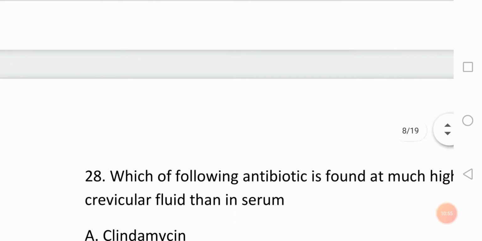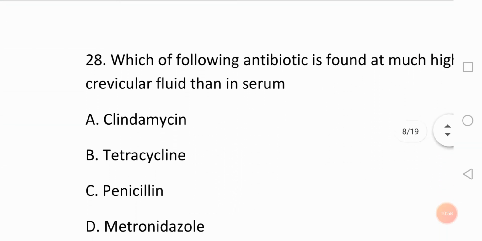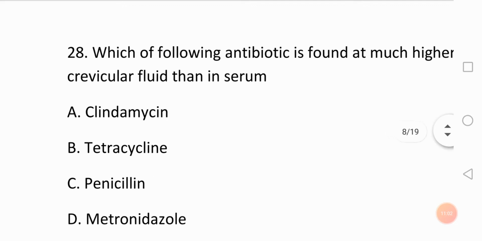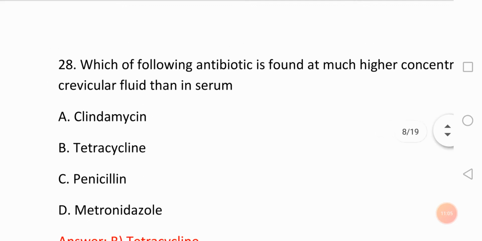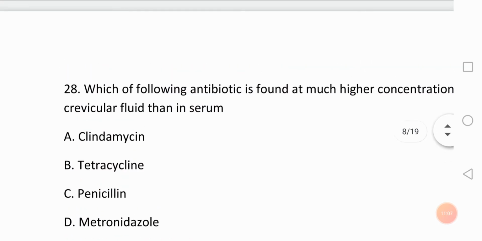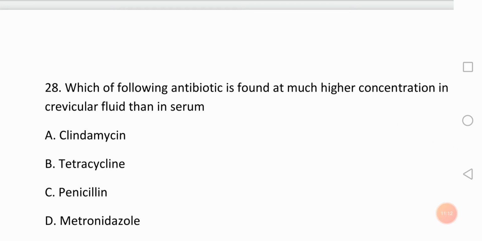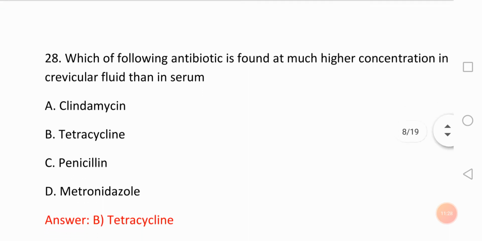Next question. Which of the following antibiotics is found at much higher concentration in crevicular fluid than in serum? A. clindamycin, B. tetracycline, C. penicillin, and D. metronidazole. And the answer is B, tetracycline. Tetracycline is 2 to 10 times higher in concentration in crevicular fluid than in serum.